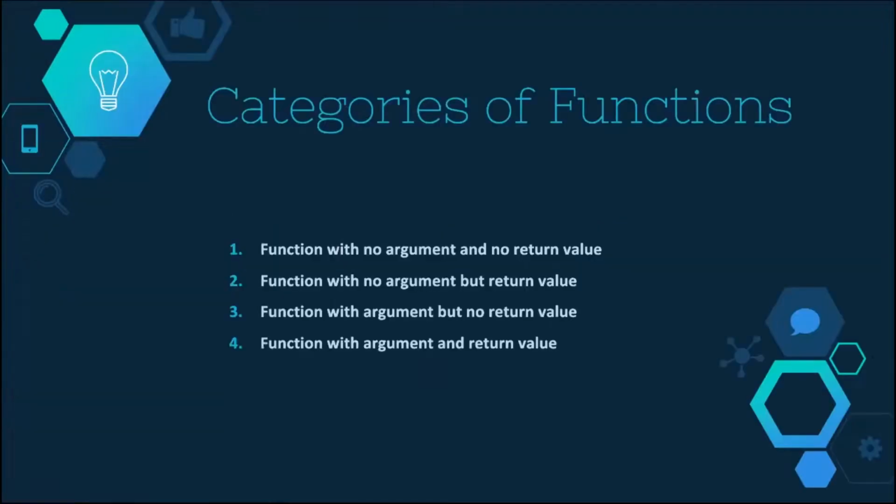Categories of functions. There are 4 categories of functions. First is function with no argument and no return value. The second is function with no argument but has a return value. The third is function with argument but no return value. And the last is function with argument and with return value.